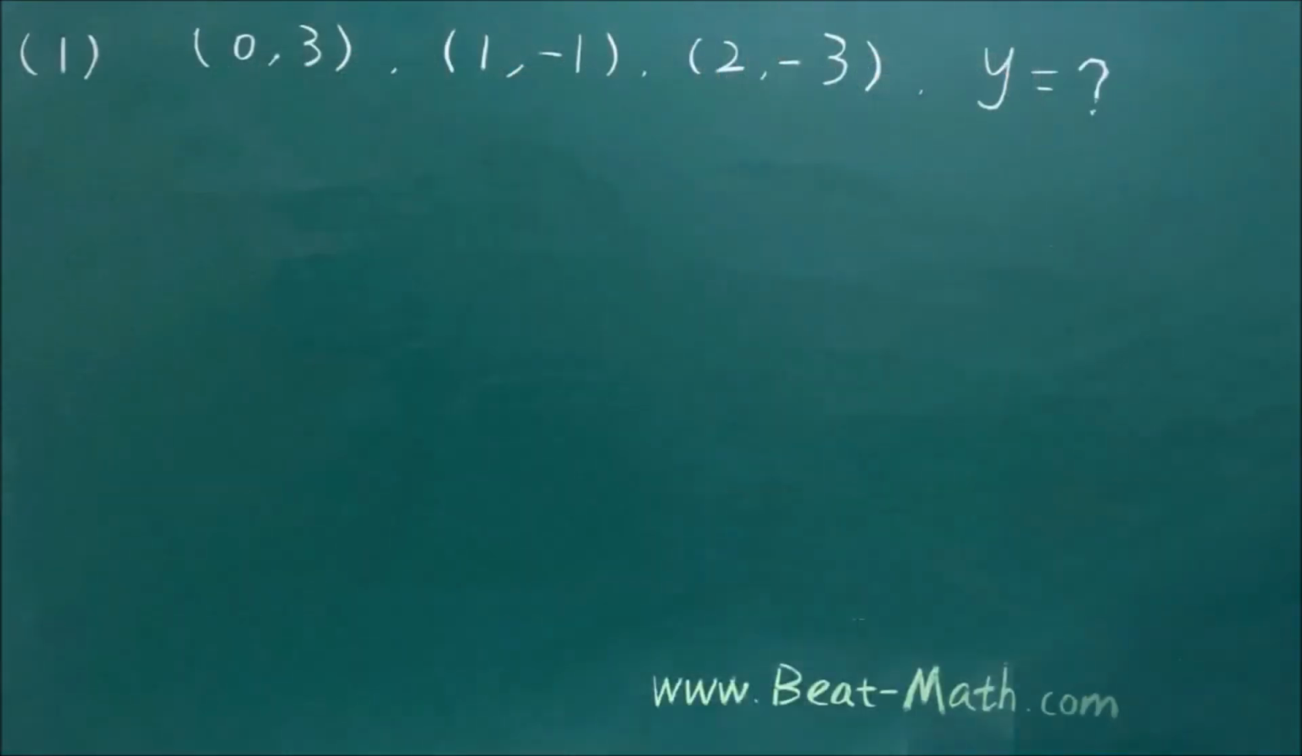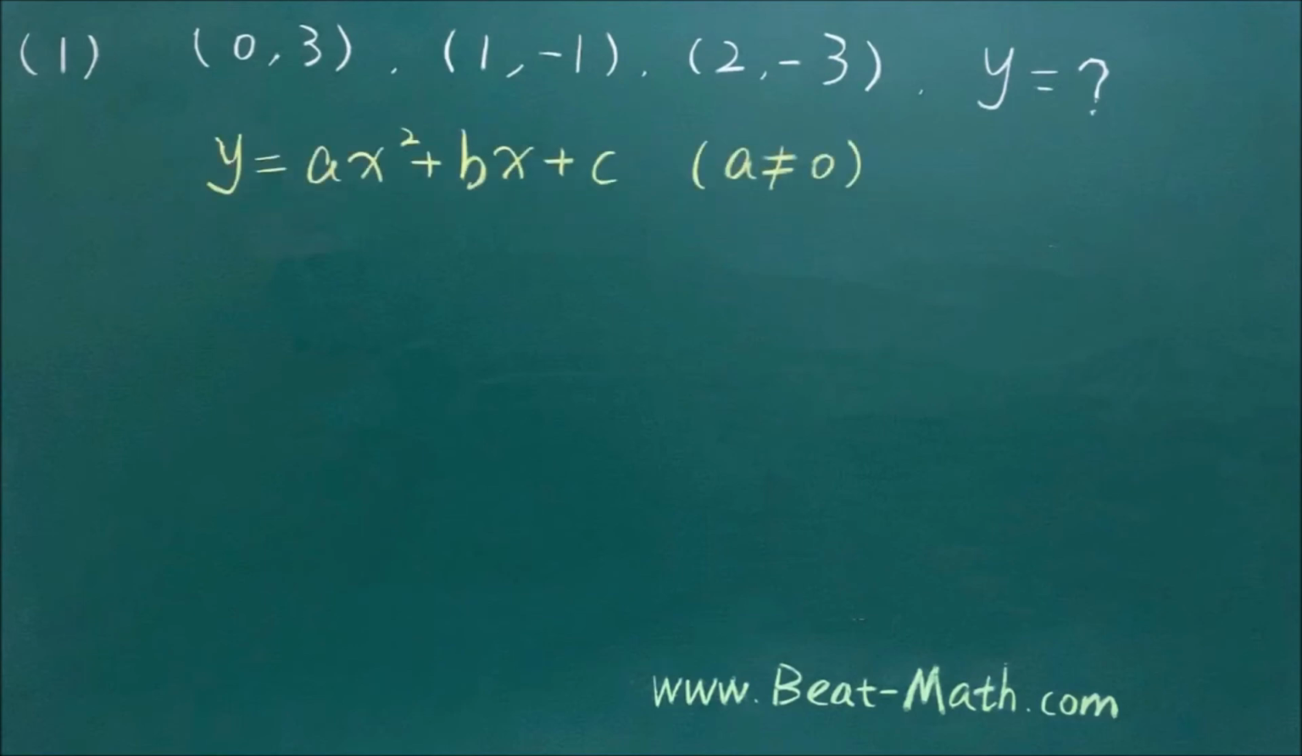In the first example, there are 3 points on the parabola of the quadratic function: (0, 3), (1, -1), and (2, -3). What is the expression of this function then? As we already learned, the general form of the quadratic function is y equals ax squared plus bx plus c, where a, b, and c are real numbers and a is not equal to 0. So all we need to do is plug in the coordinates of the points onto the function and get the equation system with 3 variables.